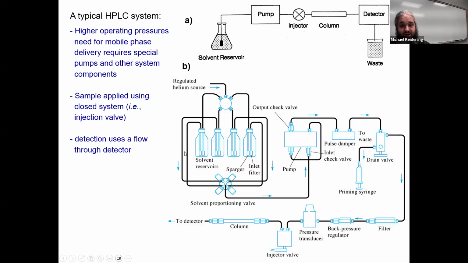And a modern system will also have the ability to control and vary the solvent involved. So this is a solvent with a regulated helium source that can help you pressurize the solvent reservoirs that feed into a proportioning valve. And then you have the pump and a pulse damper, drain valve and so on.